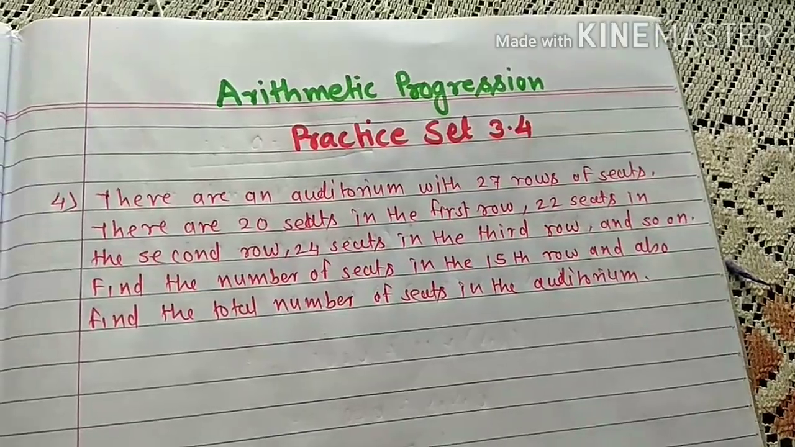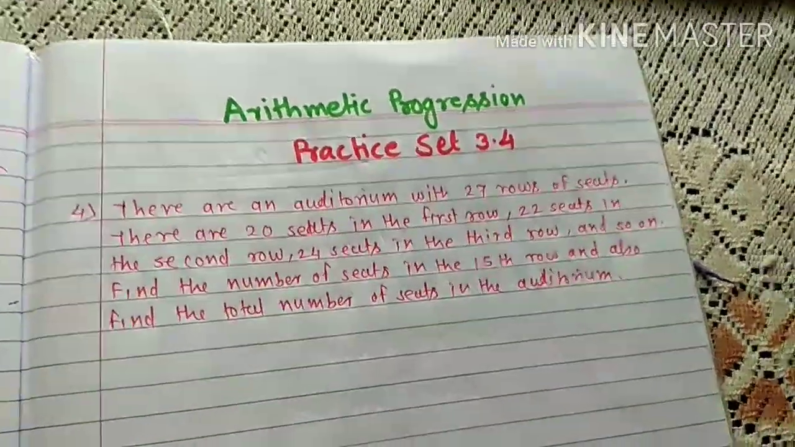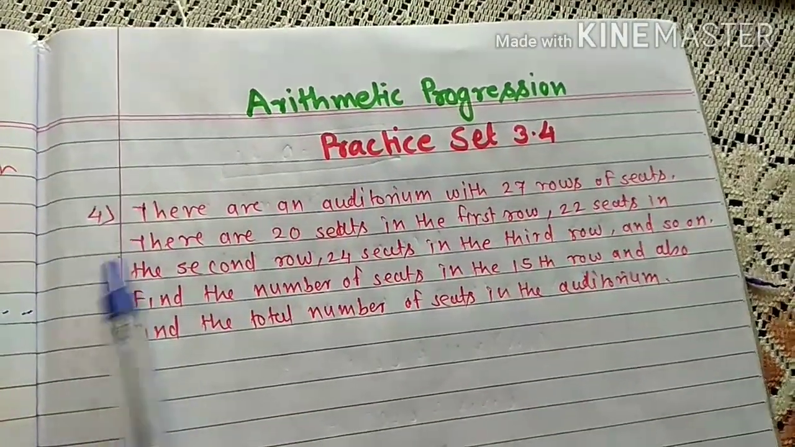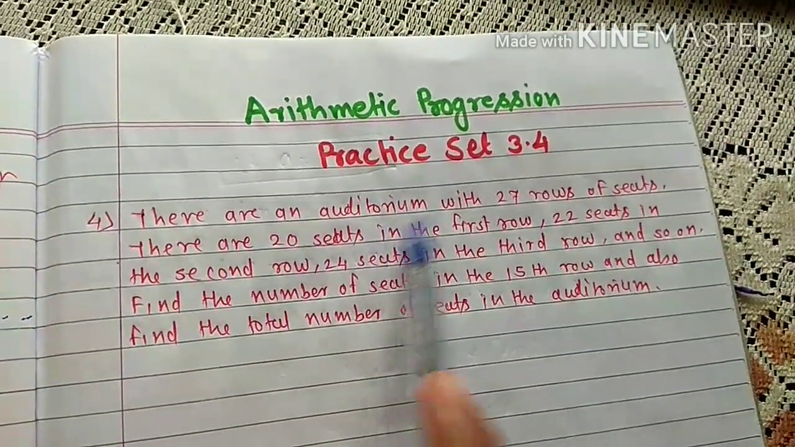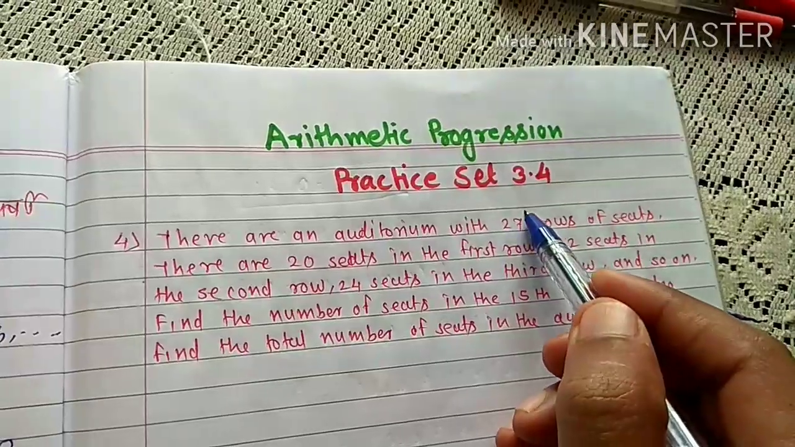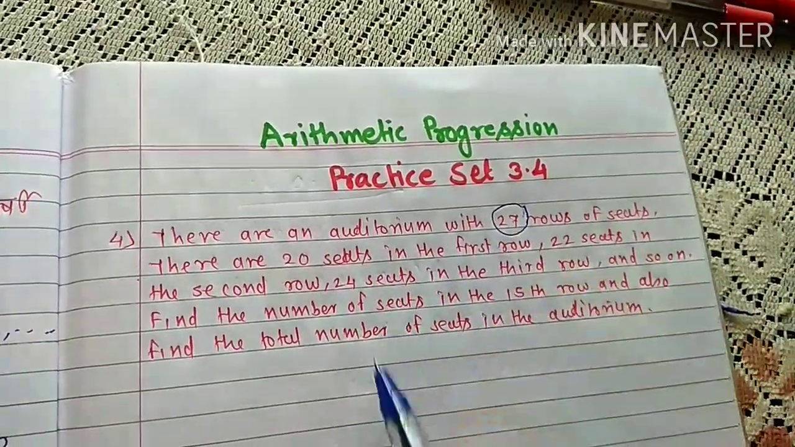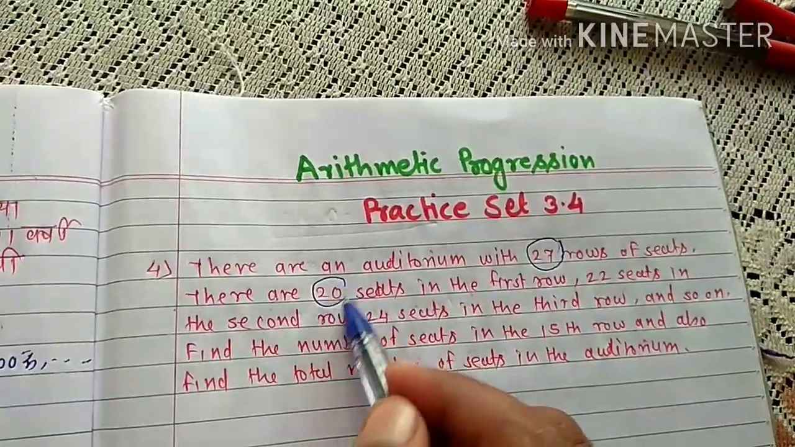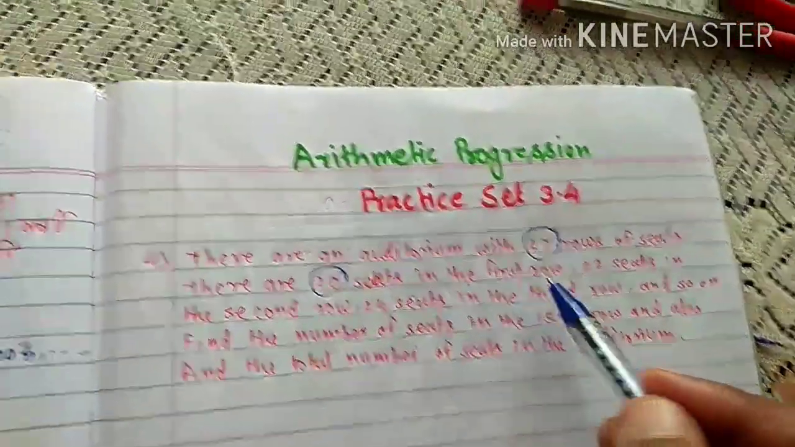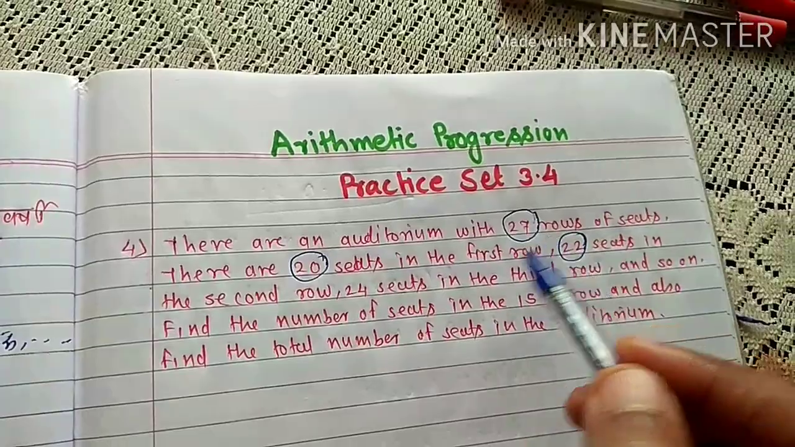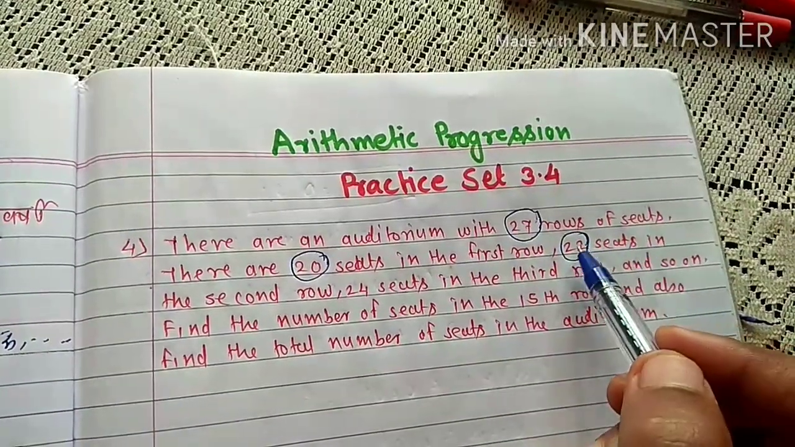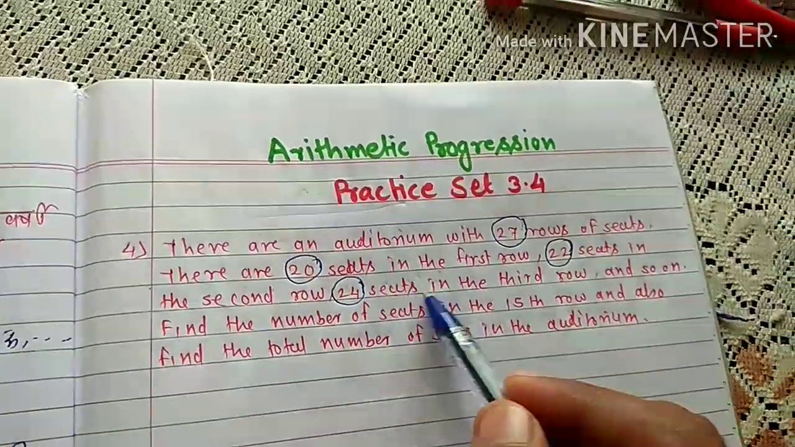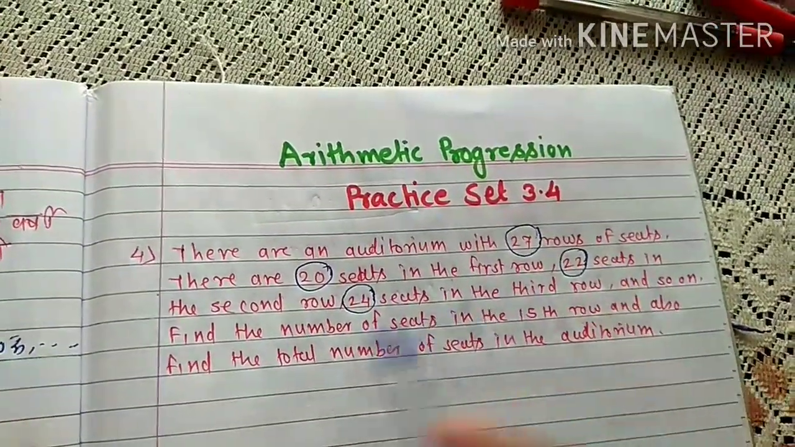Chapter 3, Arithmetic Progression. Practice set 3.4. Question number 4. There is an auditorium with 27 rows of seats. There are 20 seats in the first row, 22 seats in the second row, and 24 seats in the third row, and so on.